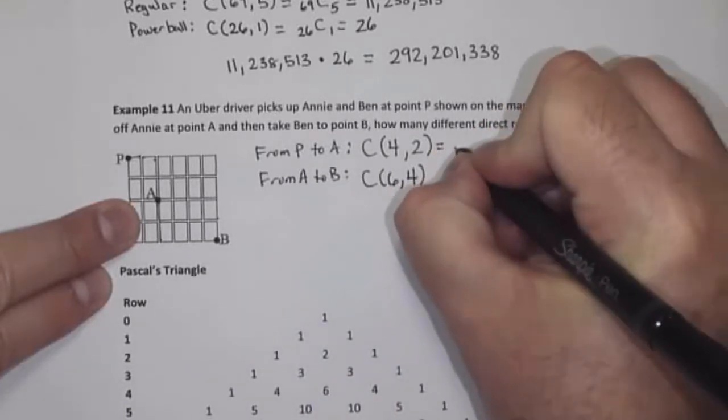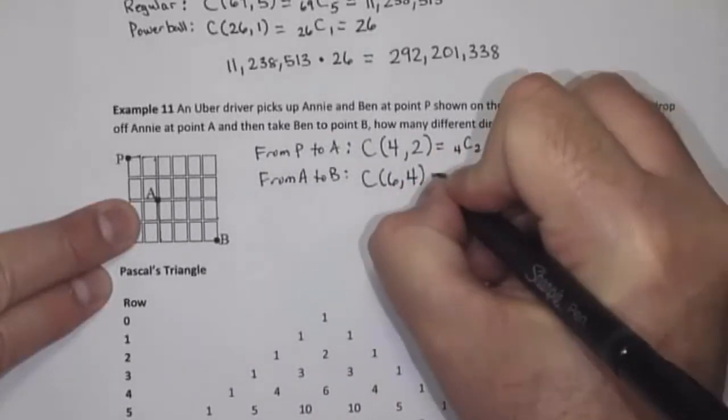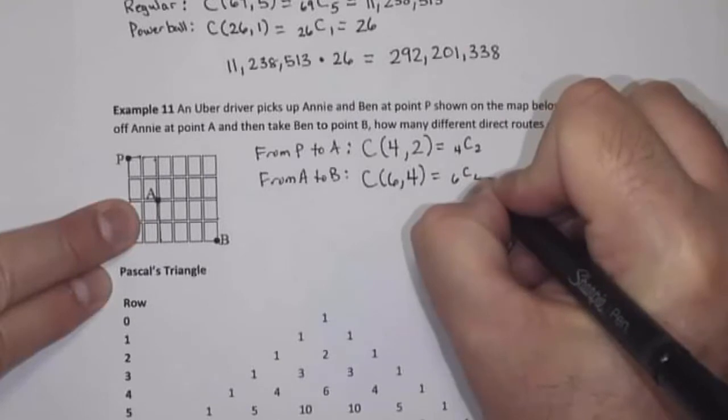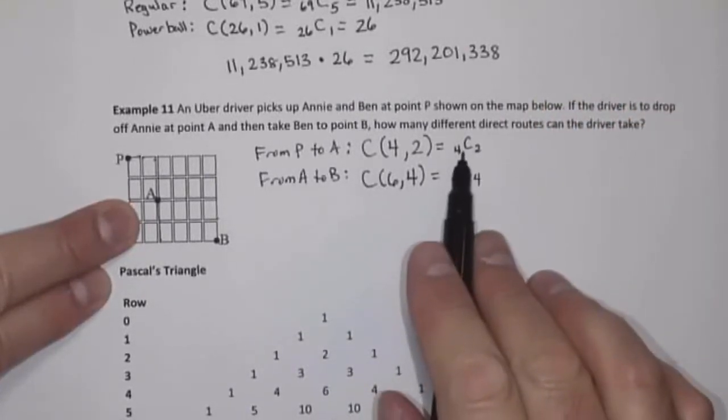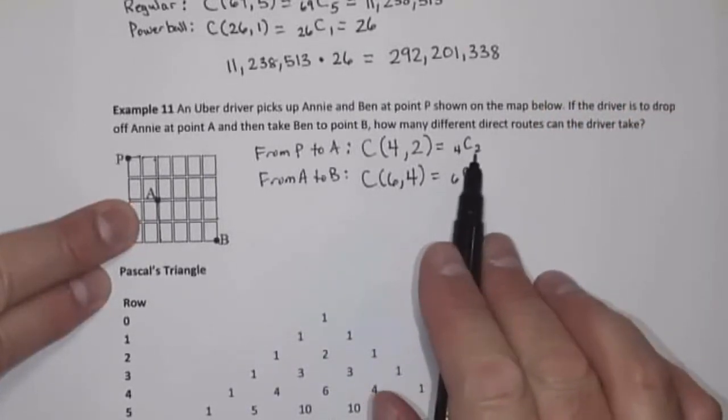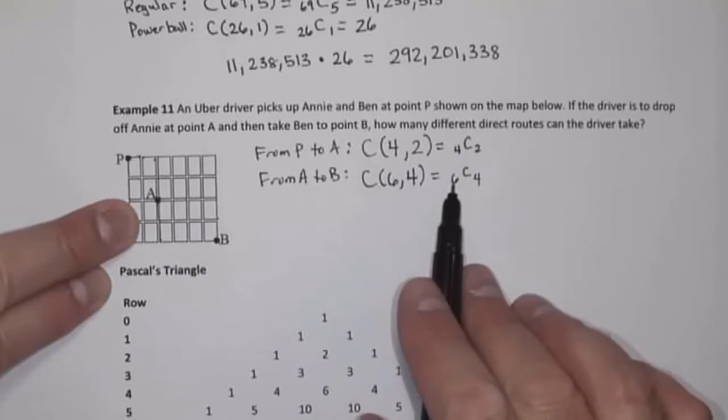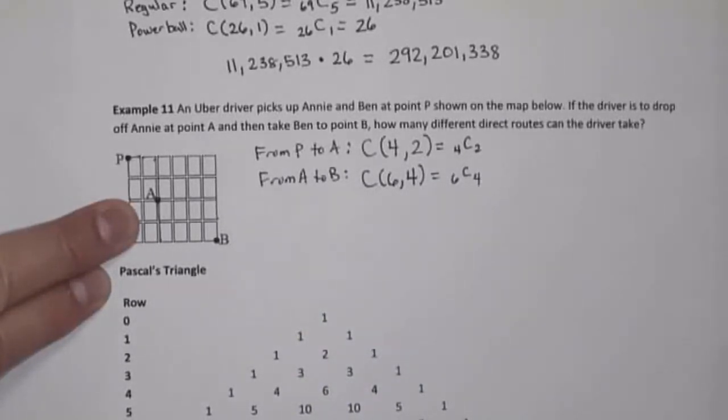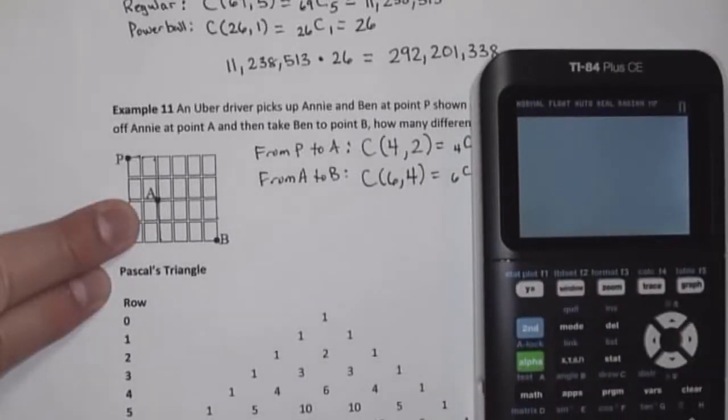Now again, if you prefer, we can use the other notation. So I need to figure out the number of combinations of 4 items selecting 2 at a time, and I need to figure out the number of combinations of 6 choosing 4 at a time. So again, I'm going to use my calculator to do that work.